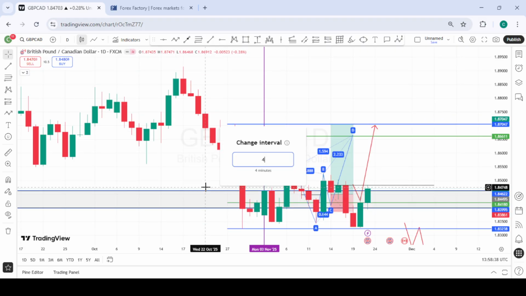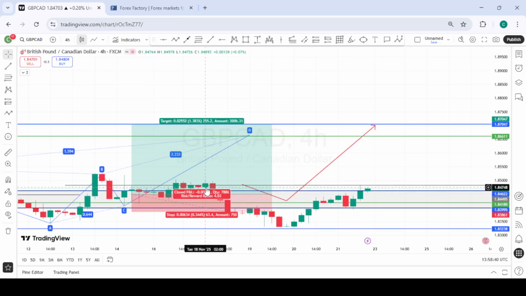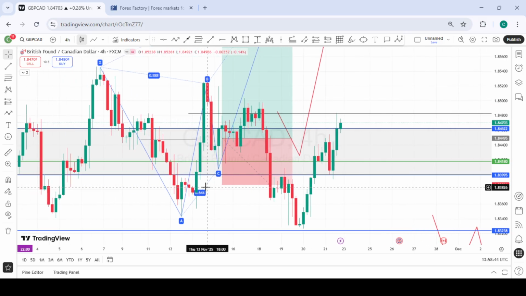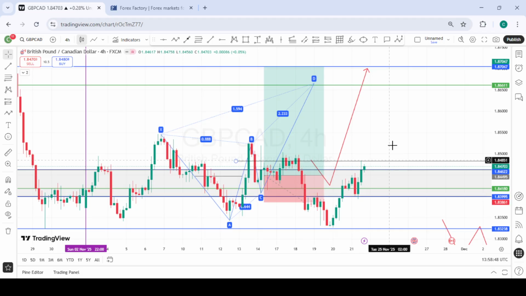So we have here also GBPCAD. We took this position 2 weeks ago. We were actually holding this trade and it eventually came to hit our SL, so we took a loss on GBPCAD.